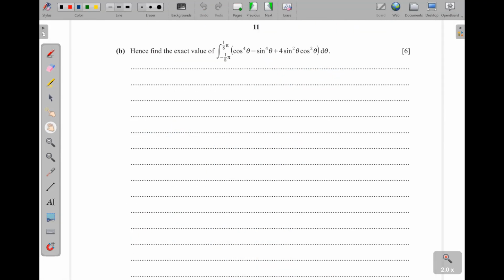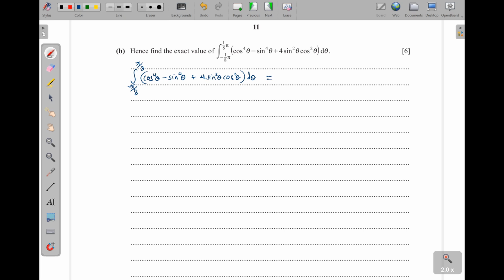Then they are saying hence, meaning begin from where you have stopped or find a way of using what you have gotten in this integral here. So we are going to have this integral from negative π over 8 to π over 8 of cos⁴θ minus sin⁴θ, plus 4 sin²θ cos²θ, dθ.